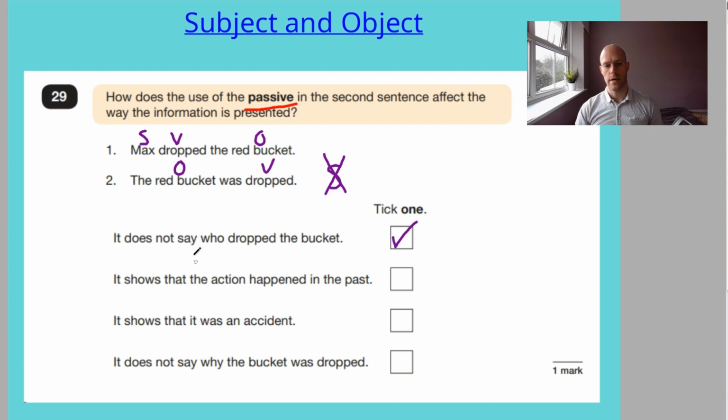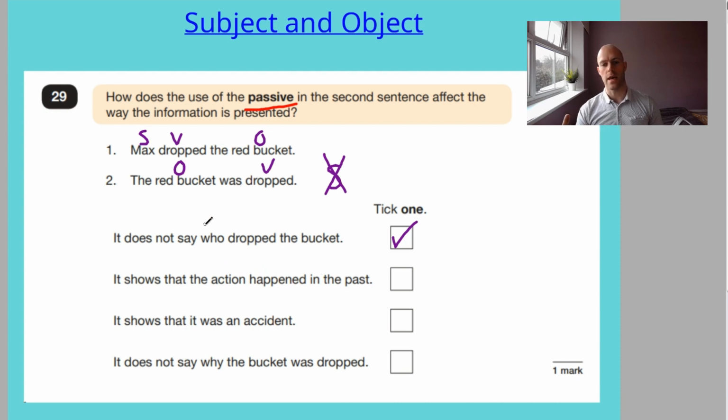It doesn't tell us. It's not about whether the action happened in the past, because they're both in past tense. Max dropped, the bucket was dropped. Shows it was an accident. No claim about intent whatsoever. It doesn't say why the bucket was dropped in either of them.